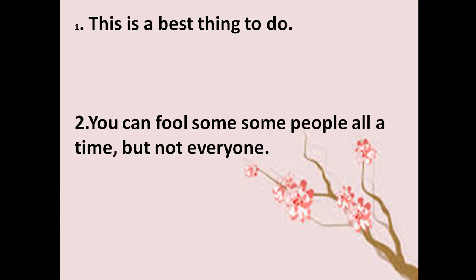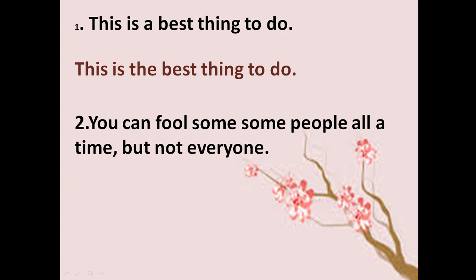Since best is the superlative degree, we can't use a with best. So what should be used with best? The. So this is the best thing to do. Let's go to the next sentence. You can fool some people all the time, but not everyone. Here once some is used extra, please ignore it. You can fool some people all the time, but not everyone.